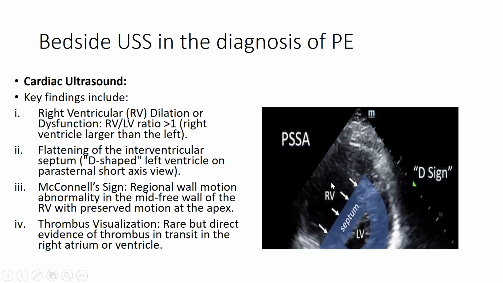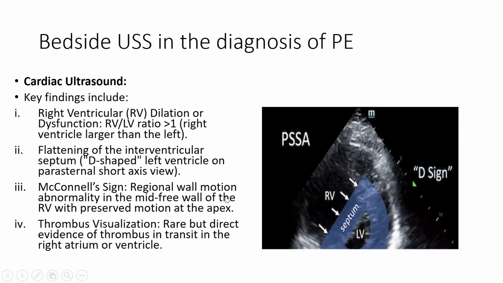Another thing is that normally the left ventricle is bigger than the right ventricle, but because of right ventricular dilatation and dysfunction, you see that the right ventricle becomes bigger. So you have your right ventricle to left ventricle ratio greater than 1. And this is what is causing the flattening of the intraventricular septum.